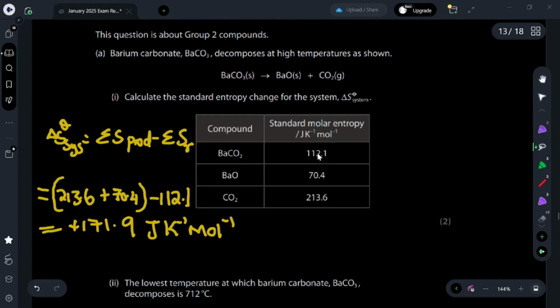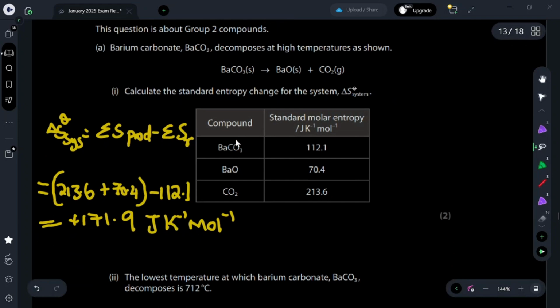For the standard entropy change for the system, you have to know the products and the reactant so that you can get the entropy. The products are barium oxide and carbon dioxide, so we have 70.4 plus 213.6. We then subtract the entropy of the reactant, which is barium carbonate, with a standard molar entropy of 112.1. All right, and that gives us 171.9 joules per Kelvin per mole.